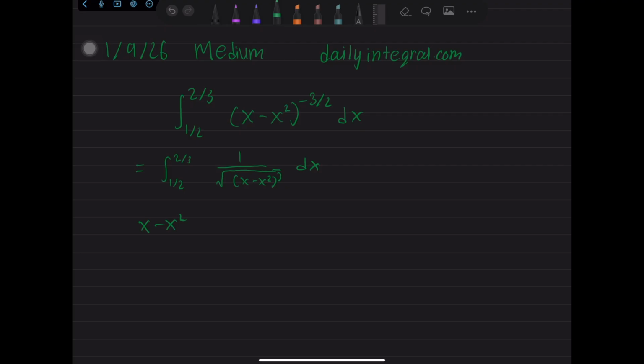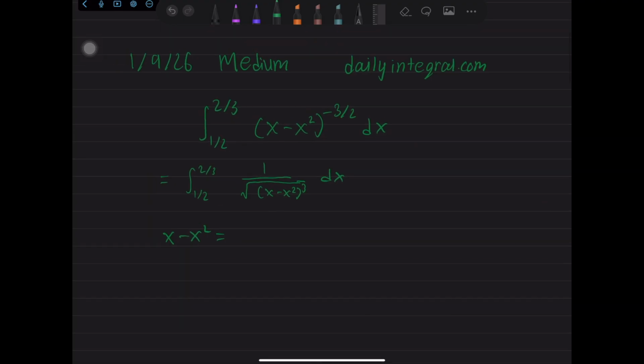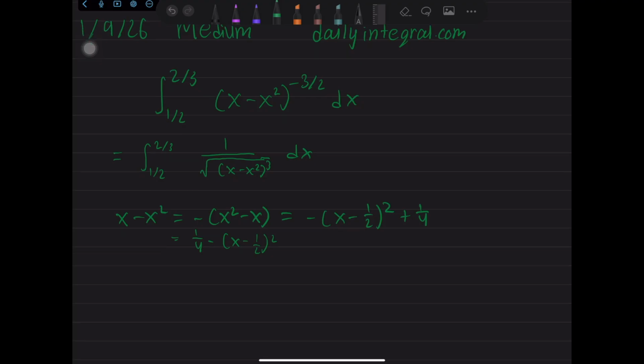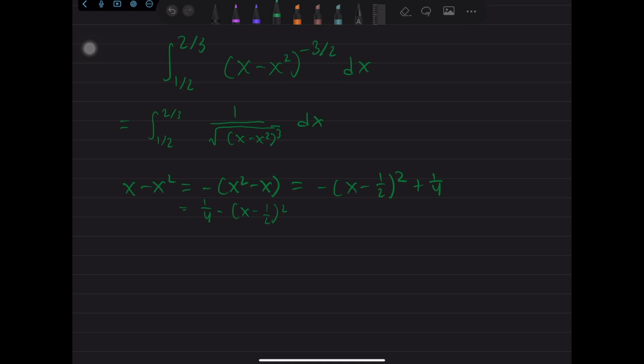take x minus x squared and complete the square. So that's what we'll do now. x minus x squared is the same as negative x squared minus x. So we're going to make this into negative x minus 1 over 2 squared plus 1 over 4. So here we have completed the square, and now we have 1 over 4 minus x minus 1 over 2 squared. You can check this over. This is what you will get if you complete the square.